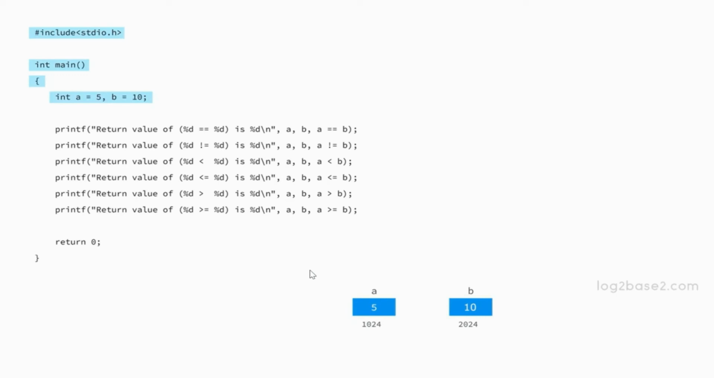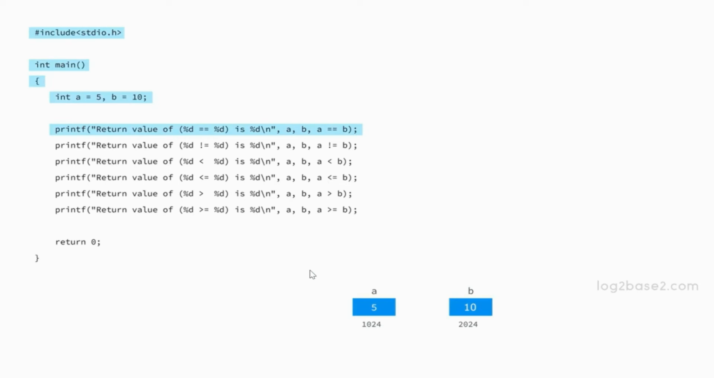The first print function will print "return value of %d equal to %d is %d". So we have the first %d corresponding to a, the second one corresponding to b, and the third one corresponding to the expression a == b.